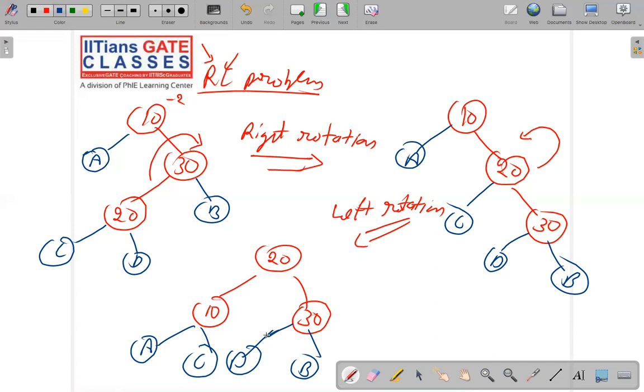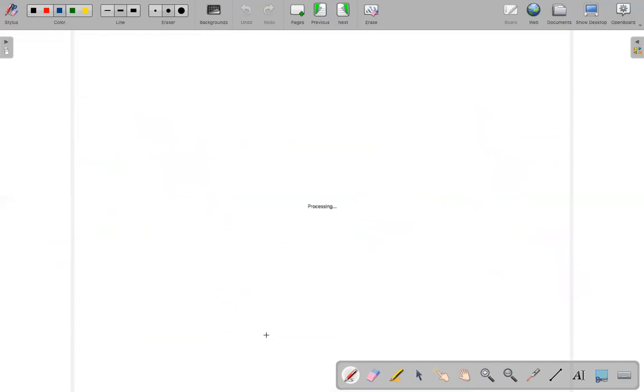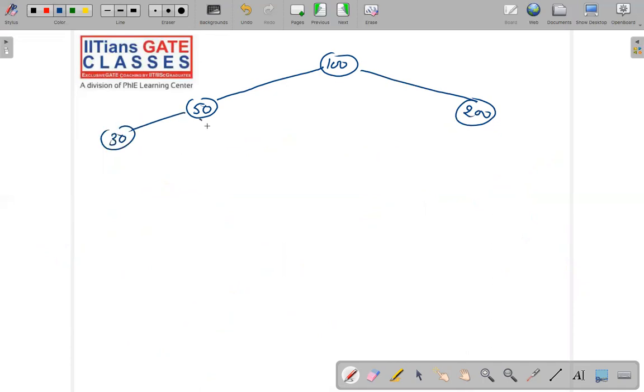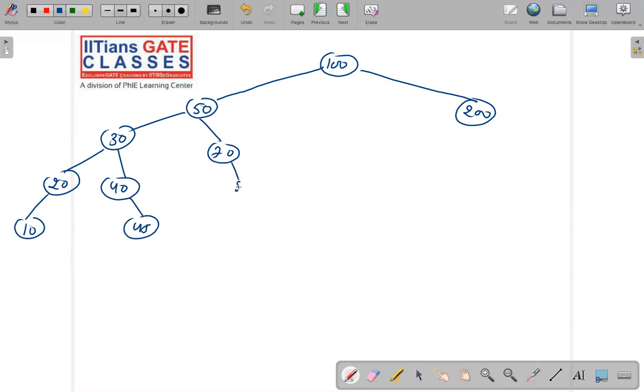So let's see an example. Consider a very big AVL tree. It looks like this: 100, 50 here, 200 here, 30, 70, 20, 40, 10, 45, 80, and 90.